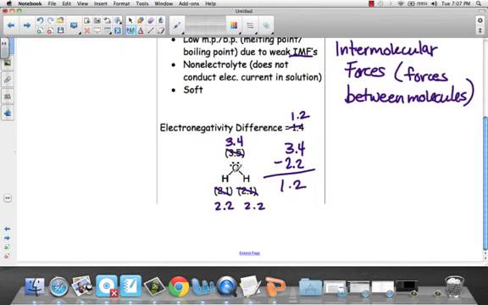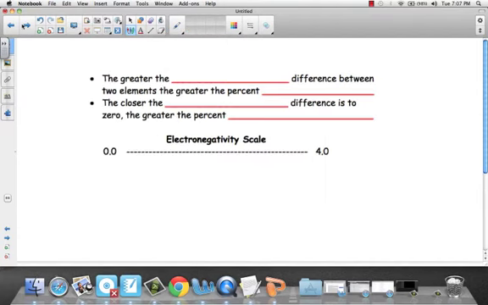So this is a polar molecule. There is an unequal charge distribution. Oxygen, 3.4, is going to be pulling on these electrons that it's sharing. So the oxygen side of the molecule is going to be slightly negative, and the hydrogen side of the molecule is going to be slightly positive. So the dipole moment is in the oxygen direction.